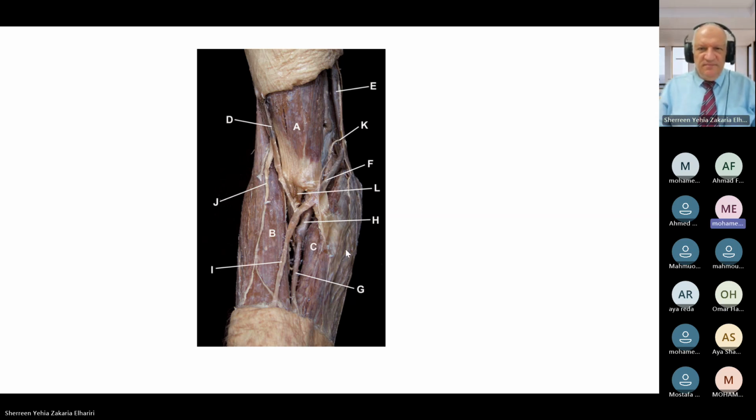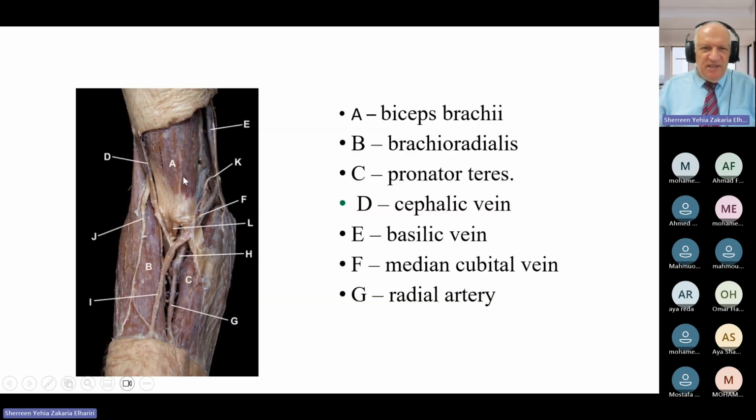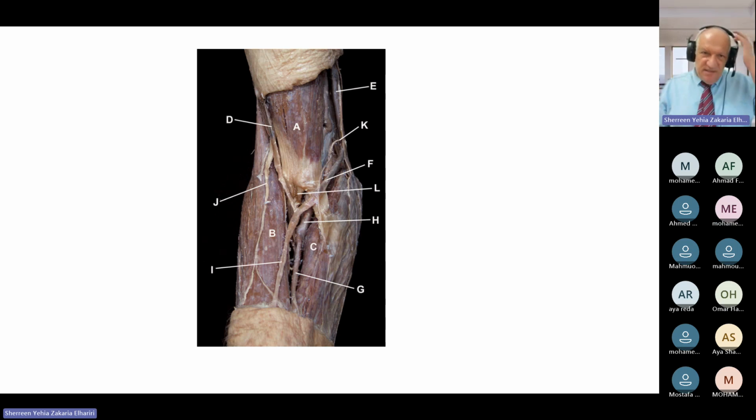Okay, and B is? We have A, biceps, lateral. B is something lateral, C is something medial, this is the elbow, and of course the superficial structures are the veins, so it is easy to enumerate. Okay, B is pronator teres? I make it bigger, maybe bigger like this. So if you make it bigger, A is biceps and B is brachioradialis.